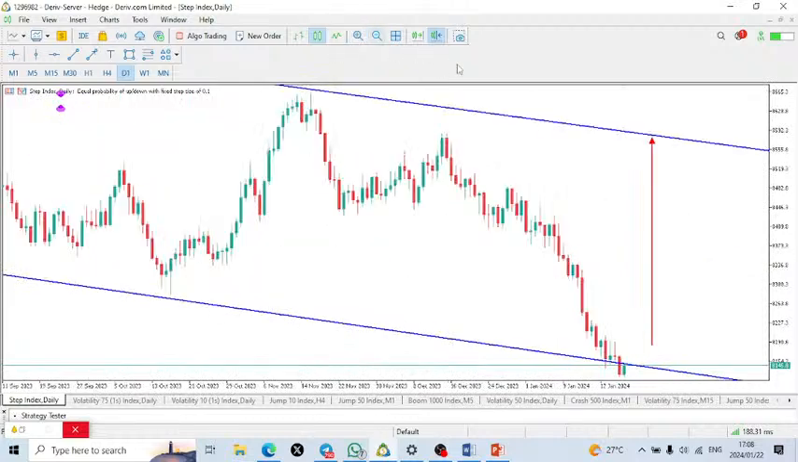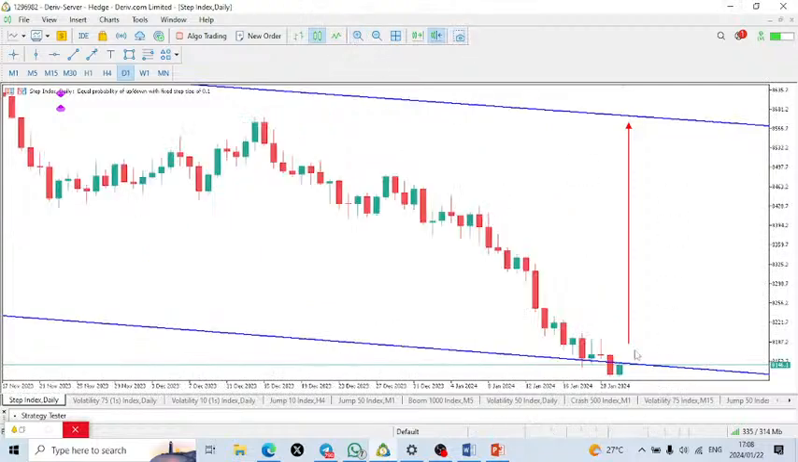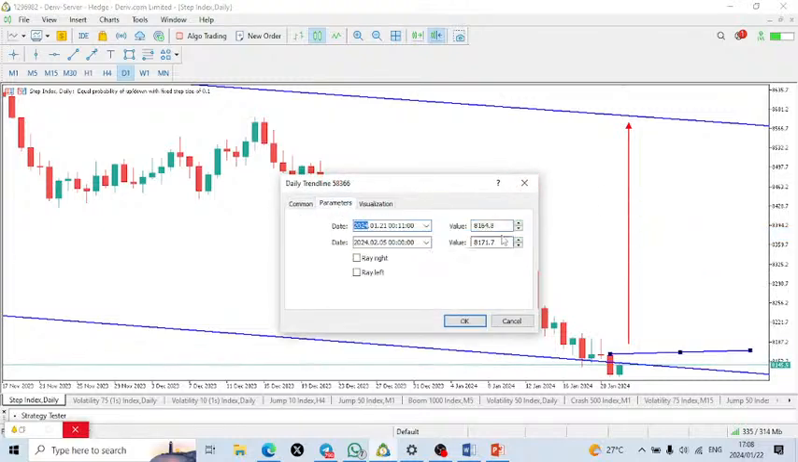So trading Step Index becomes a little bit tricky because of that. What we can do is wait for today's candle and see how it is going to open. If it opens inside this lower trend line, and if it is able to close above the previous day's high, this one, we can start to look for bullish setups. So this is what I'm seeing in Step Index.